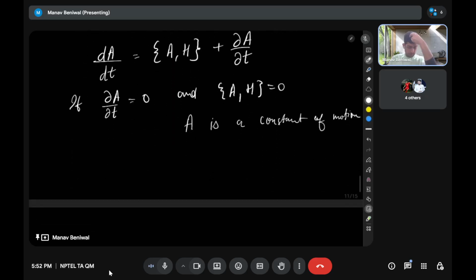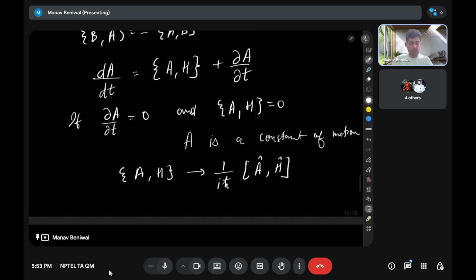Now, when we go to quantum mechanics, the only change that happens is that this Poisson bracket A comma H goes to 1 by iota h cut times the commutator. Here we have operators, and instead of just the value of A, we have the expectation values. So A goes to the expectation value, and del A by del t also goes to the expectation value. This we already derived in the last class.